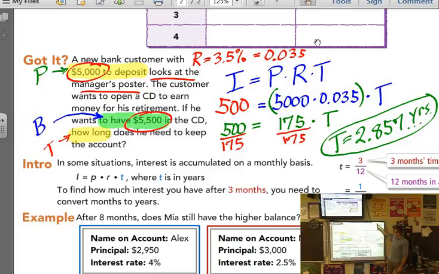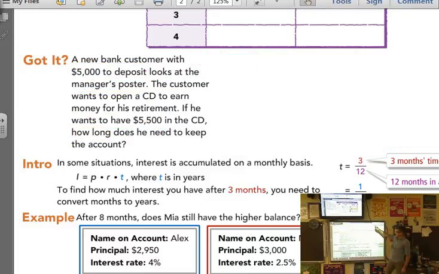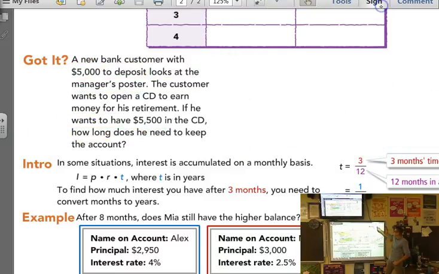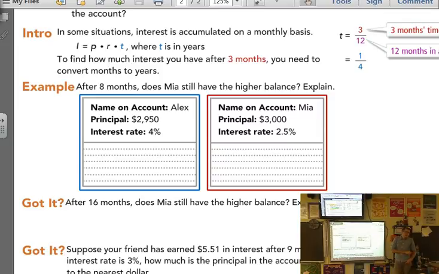So now we're going to look at Mia and Alex. Alex and Mia have 2 different accounts. They start with 2 different principals and 2 different interest rates. I want this side of the room, you're solving for Alex. This side of the room, you're solving for Mia. We have 2 things to solve. First, what is the interest that they earn in 8 months? Second, what's the balance that they now have after 8 months?